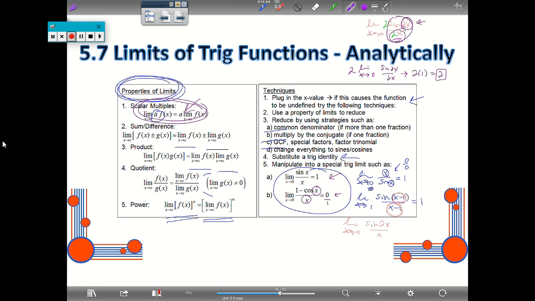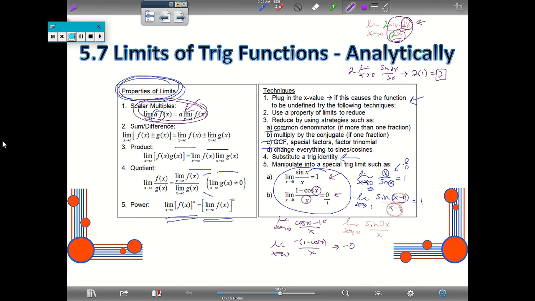I really got nothing. I guess the only thing I could do is the limit as x goes to 0 of cosine x minus 1 over x, because if I factored a negative 1 out of here, I would get negative 1 minus cosine x over x. And this would just yield a negative 0, which we know is just 0. It's not just 0. So that's as crazy as this one gets.